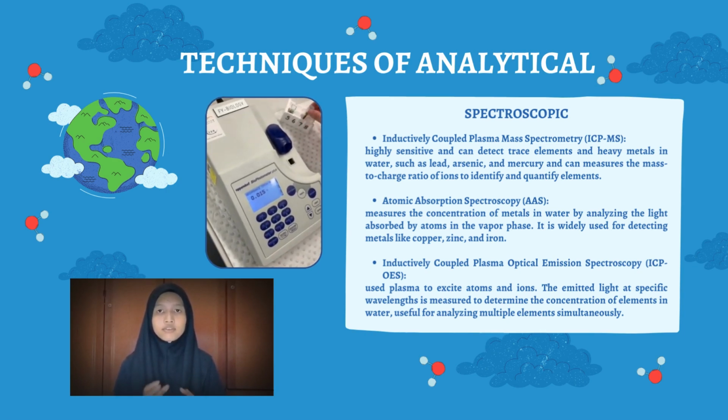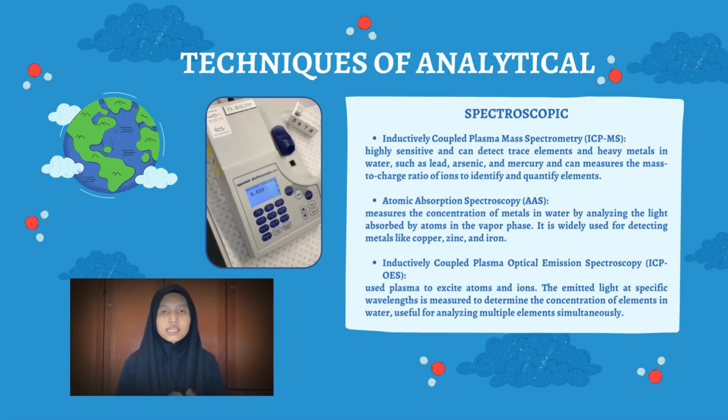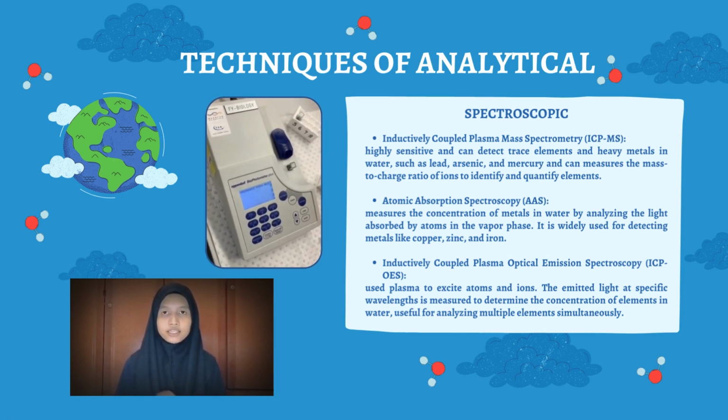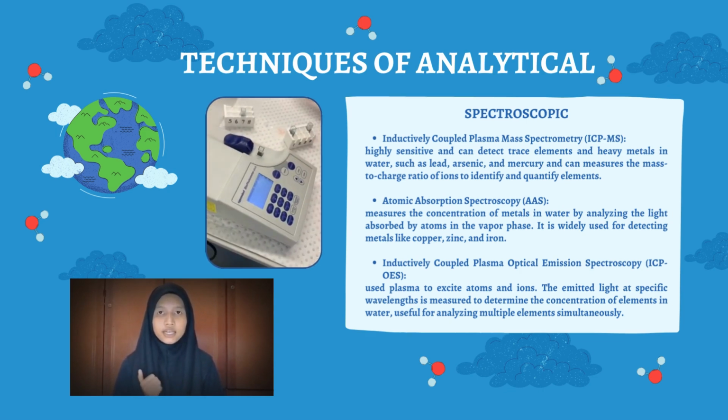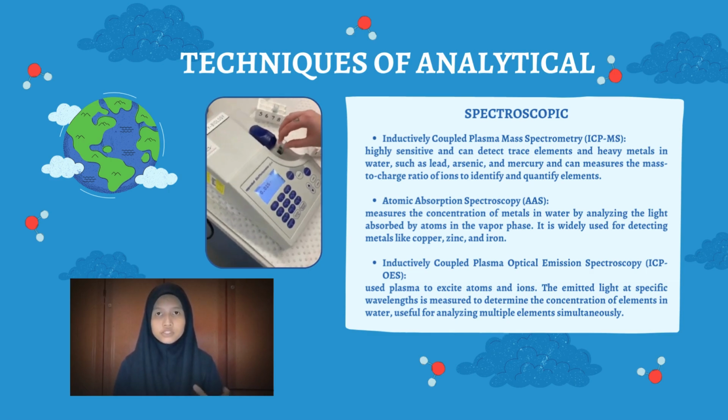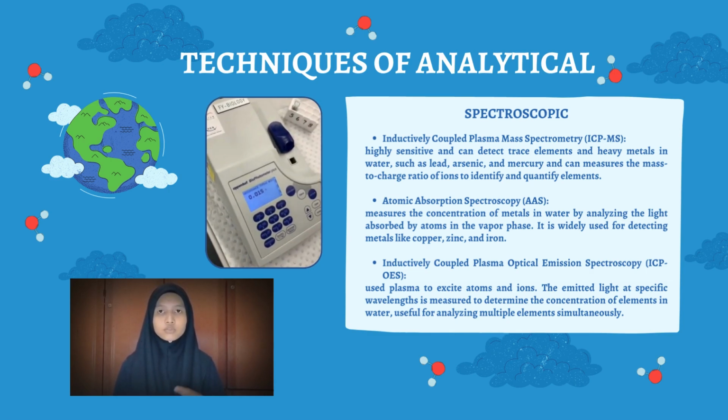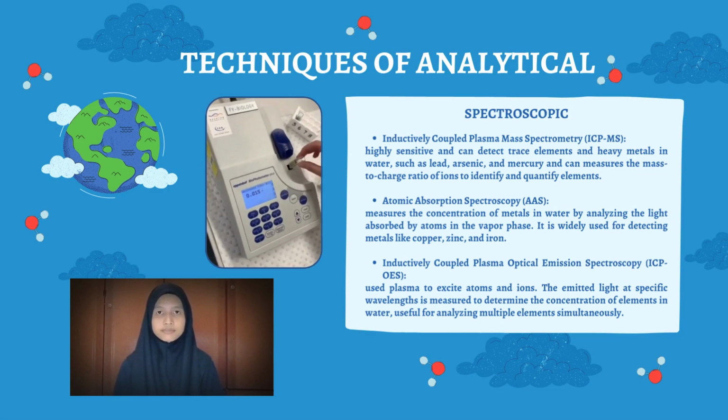First is inductively coupled plasma-based spectrometry. This technique is highly sensitive and can detect trace elements and heavy metals in water such as lead, arsenic, and mercury. It measures the mass-to-charge ratio of ions to identify and quantify elements.